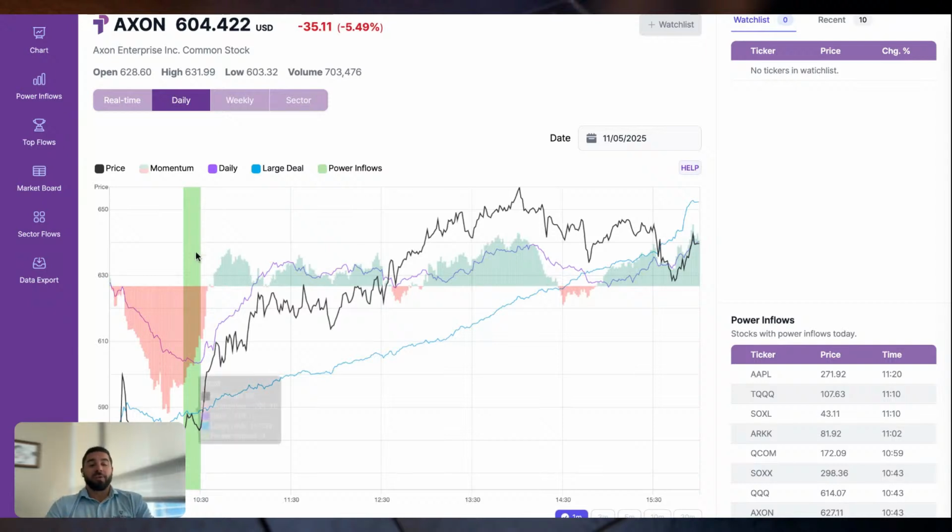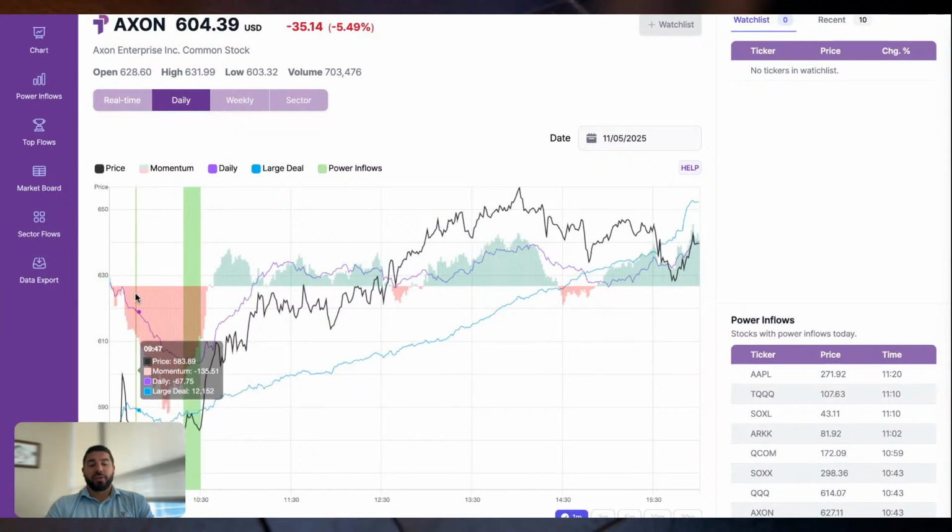If we dig a little deeper into this example for Axon, you'll notice that black line, the price out of the open yesterday, went up a little bit, and then there was some pullback, and it was pretty stagnant for that first hour of trading. It went up to about $5.99, and then came back down to around $5.83. Then you'll notice that power inflow signal came in around 10:30 a.m.